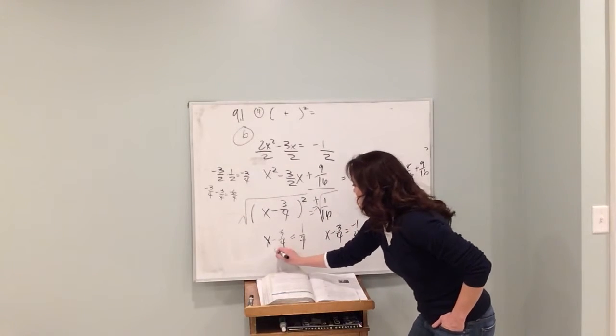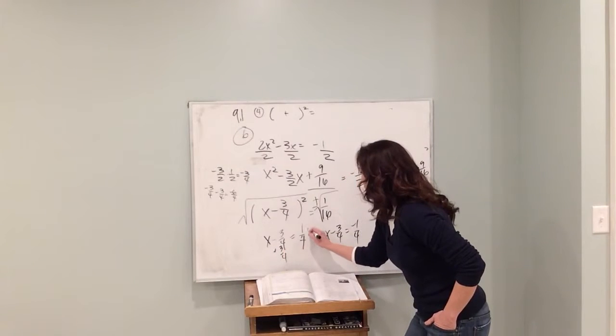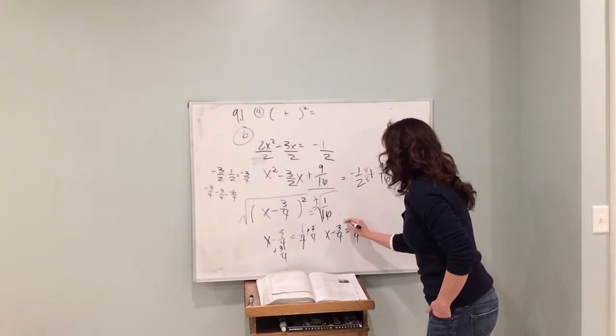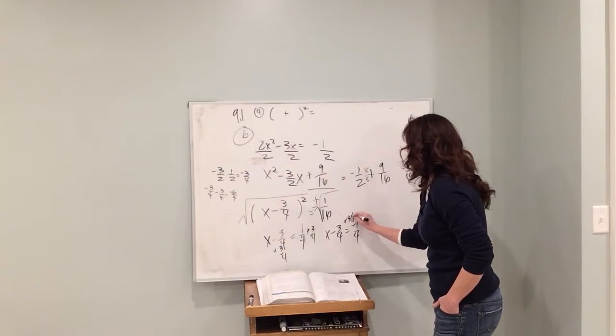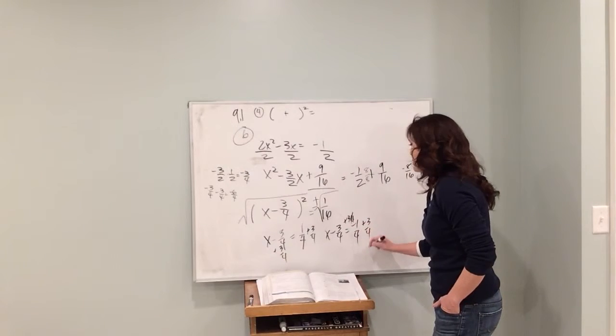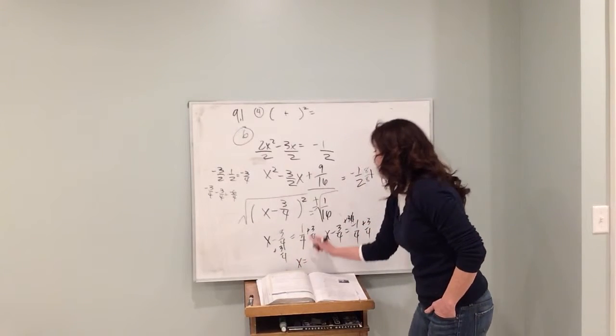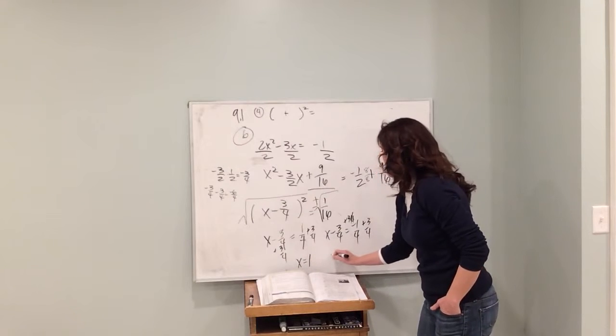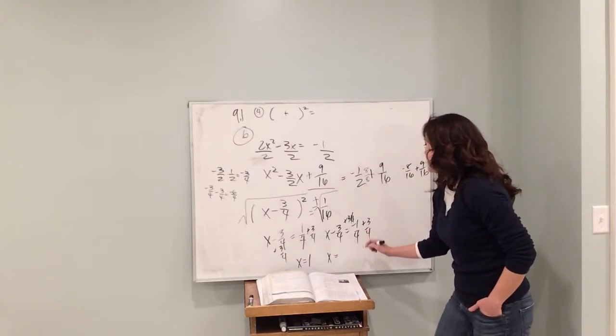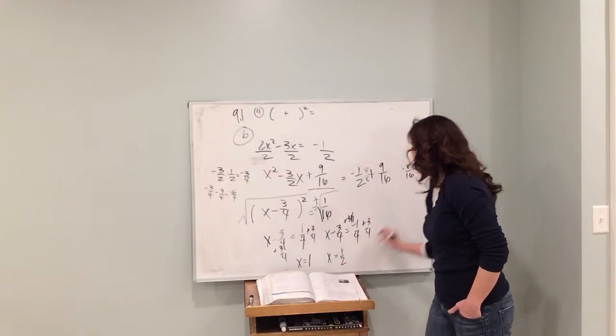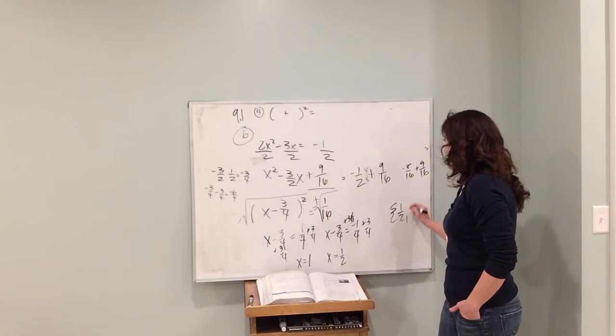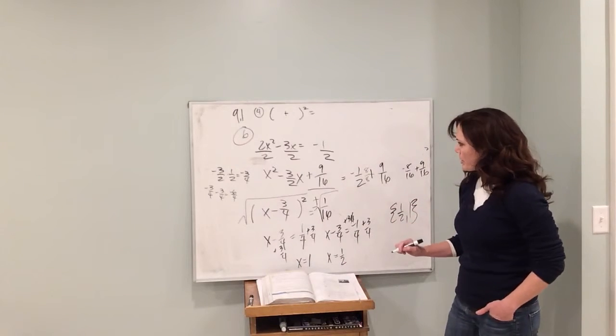Okay, so I'm going to solve each of these pieces. This one is plus 3/4, plus 3/4, plus 3/4, plus 3/4. All right, so for this one I get x equals 4/4, which is 1. And this one I get x equals 2/4, which is 1/2. So my answers are 1/2 and 1 for problem number 6.